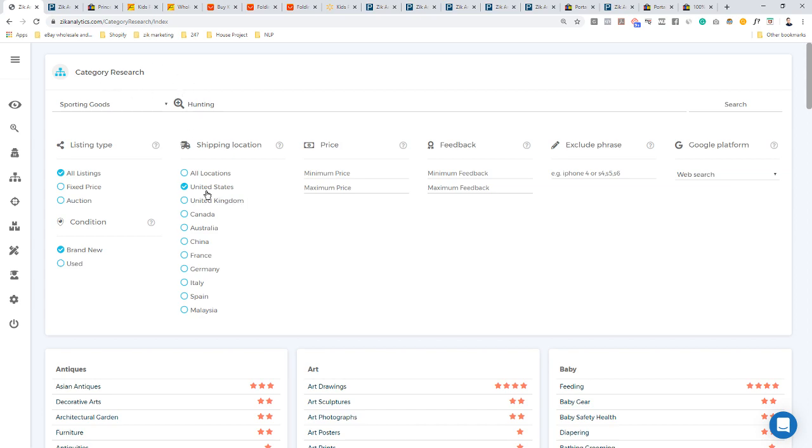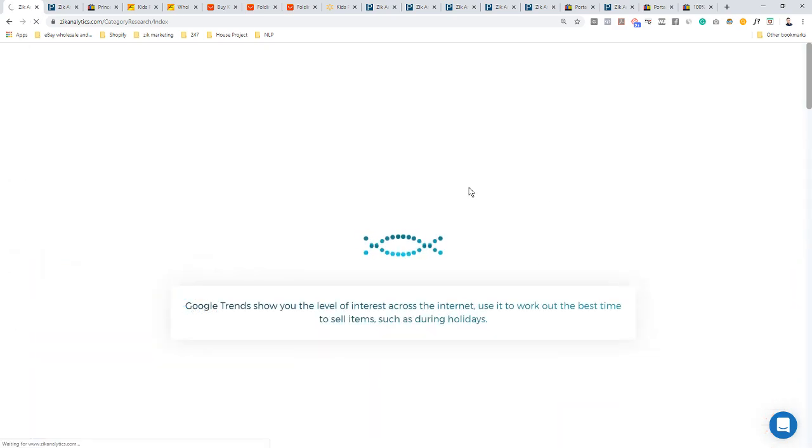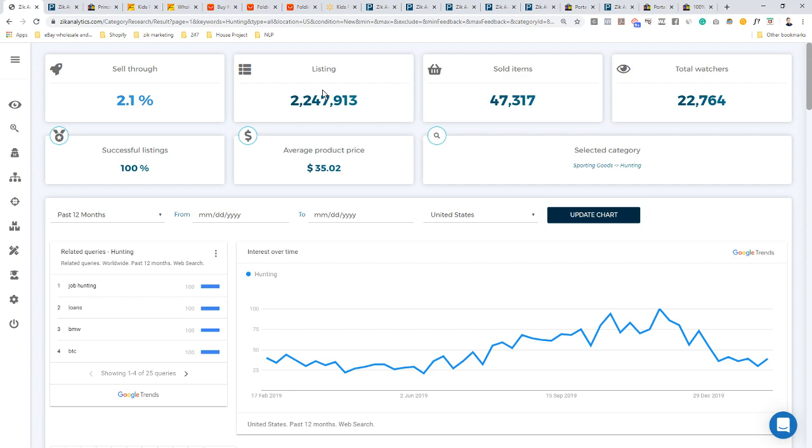I'll make sure shipping location fits for my use. So if I'm selling on eBay.com, shipping from United States, I'll do United States. If I'm shipping from China, I'll go all location, Australia, and so on. I'll hit the search button. Once I hit the search button, I'll get the stats and the best-selling products under this niche.